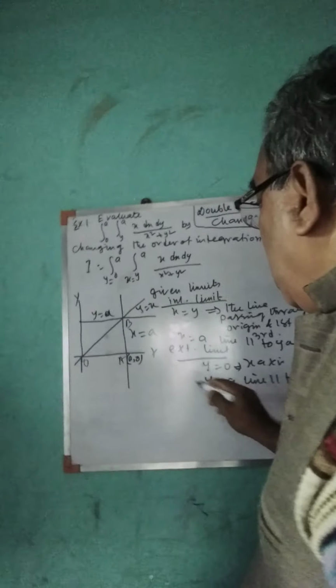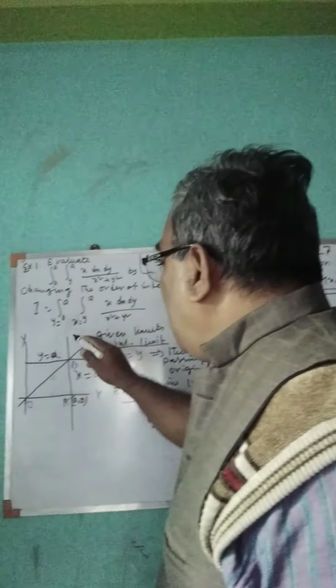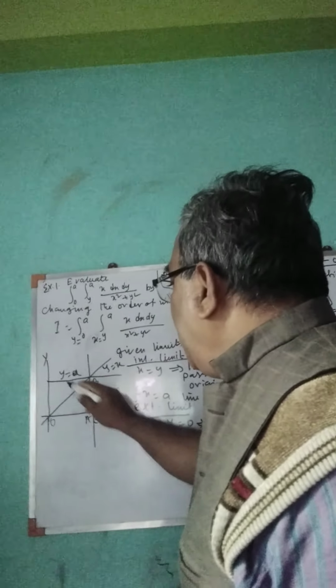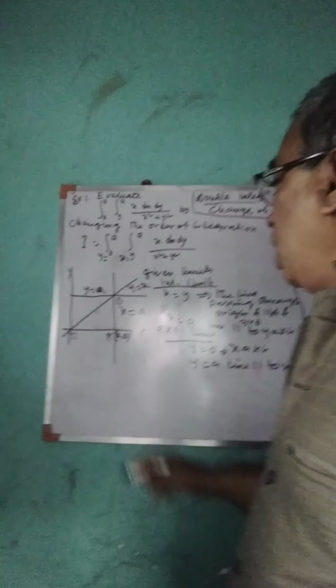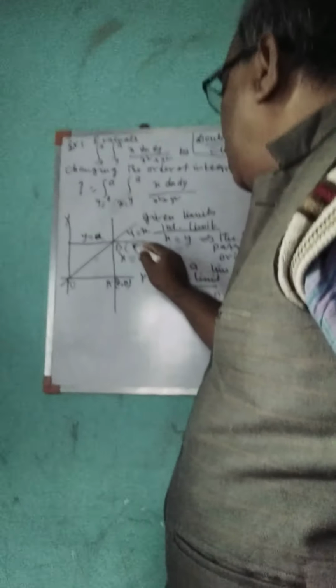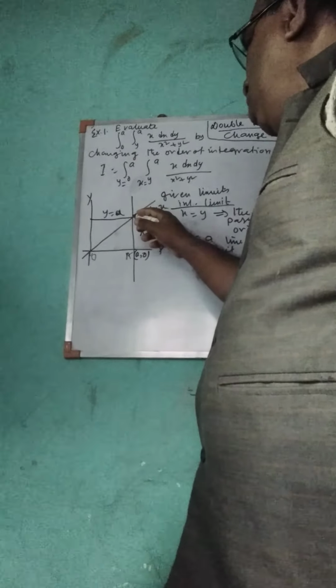Y equal to a. Okay. What is the coordinate of B? The point B is the intersection of this line and this line. So we have to solve y equal to x and x equal to a. If we solve this, we get a comma a. That is, if we put x equal to a over here, then y equal to a. Or you can say y equal to x and y equal to a. If these two lines are solved, we get a comma a.